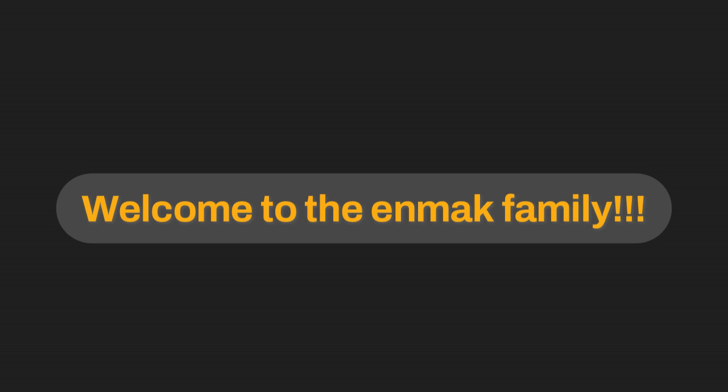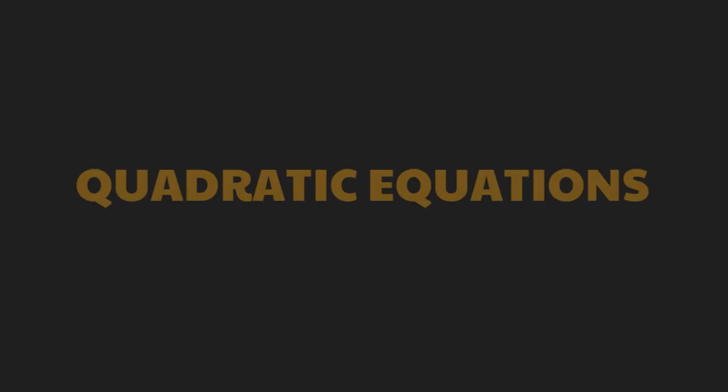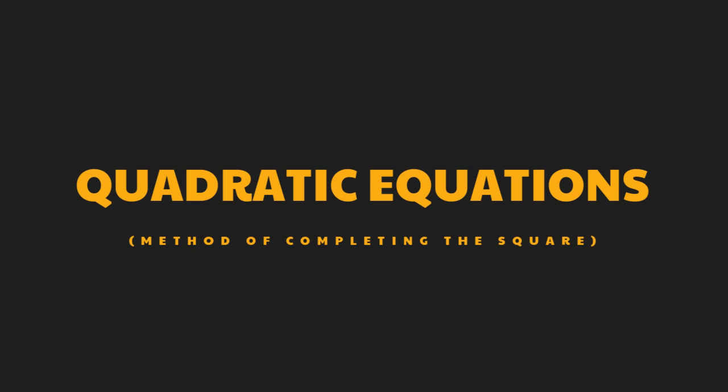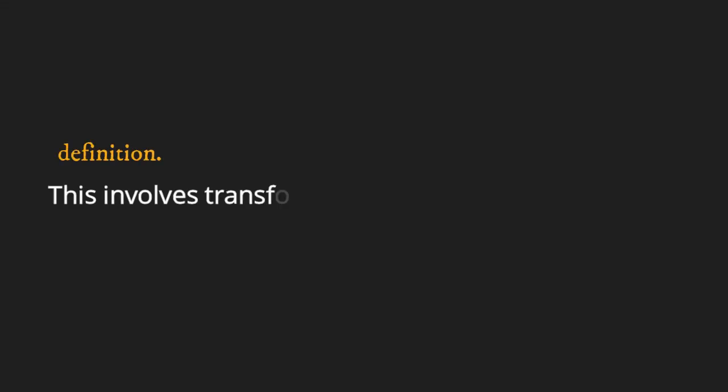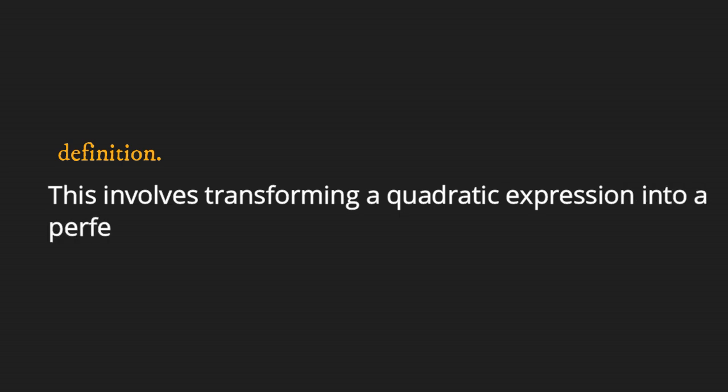Let's get started. Today we'll be looking at solving quadratic equations using the method of completing the square. What does it mean to complete the square? This involves transforming a quadratic expression into a perfect square trinomial. So it represents a geometric square if you visualize it as an area. Let's take some examples and see how to go about this.